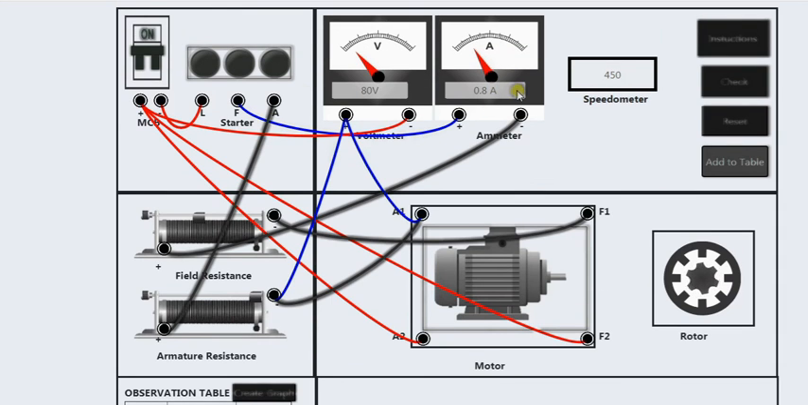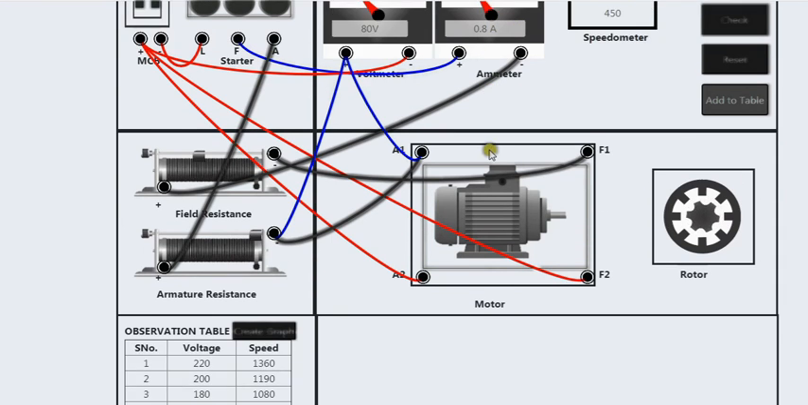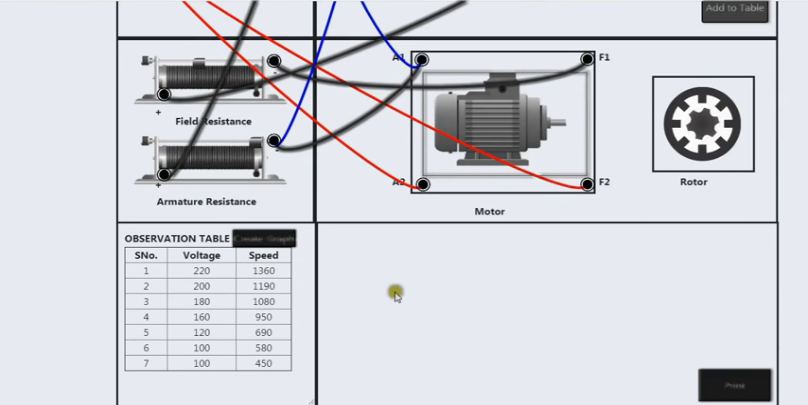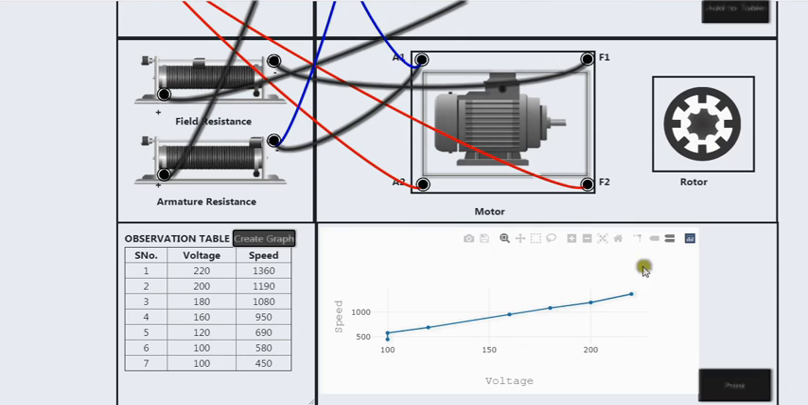You can see the graph is already drawn between voltage and speed, with armature voltage on the x-axis and speed on the y-axis. You can see the speed is decreasing as the voltage decreases. This is 1360, the maximum speed, and it is decreasing. At 100 volt, it is 450 RPM.